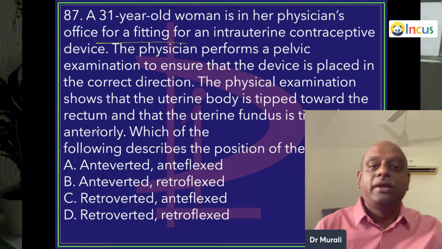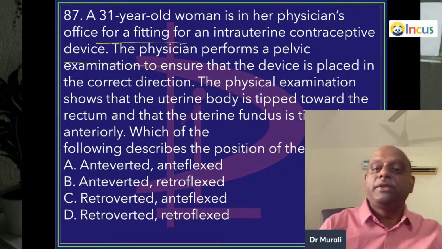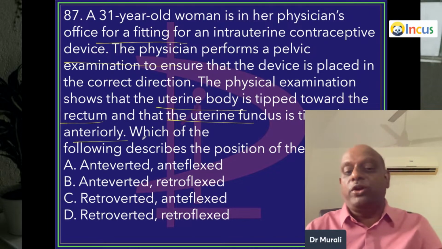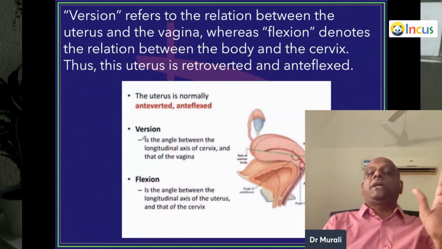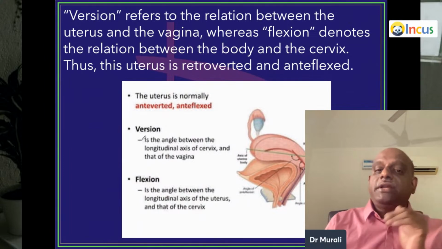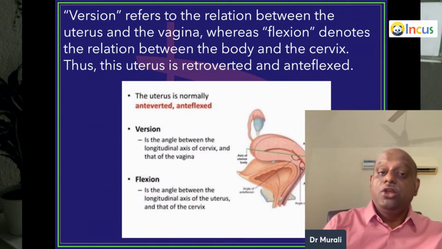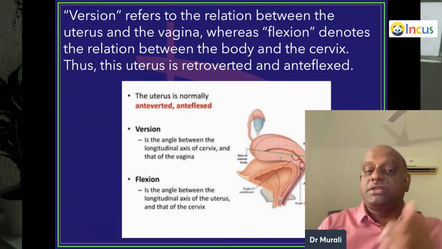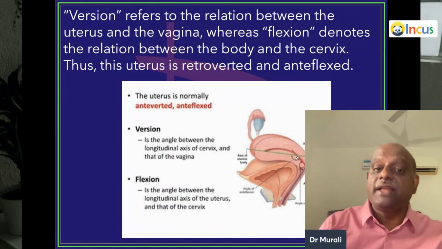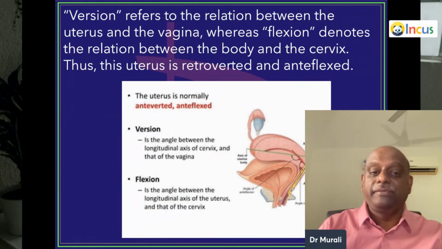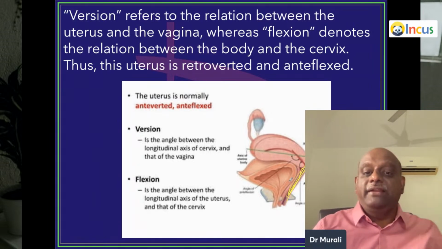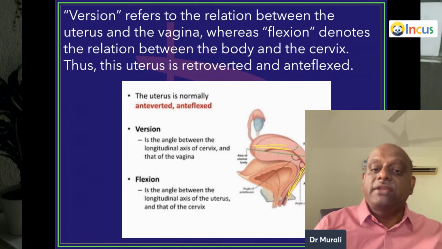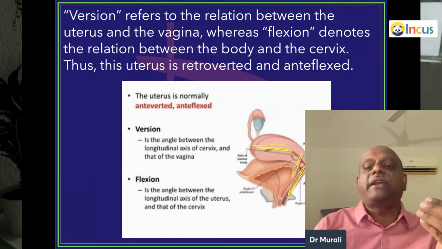31-year-old, you have done pelvic examination. Uterine body is tipped toward rectum and the uterine fundus is tipped anteriorly. What do you call it as? It's called retroverted and antiflexed. So what is version? Version is the angle between the longitudinal axis of the cervix and that of the vagina. Flexion is the angle between the longitudinal axis of the uterus and the cervix.